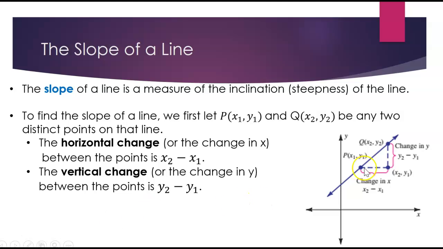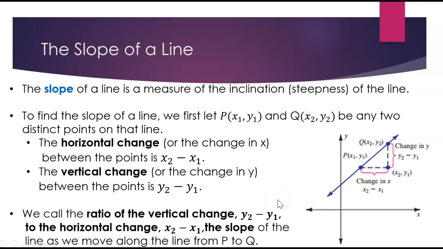In our graph, we can see that point P of x1, y1 and Q of x2, y2 are on this line. The horizontal change is this distance right here, gotten by subtracting x1 from x2. The vertical change is gotten from subtracting y1 from y2, and they would actually meet at this point, which is x2, y1, but that's not important. What's important is the fact that these two pieces of information are related to an important concept called slope. We call the ratio of the vertical change, y2 minus y1, to the horizontal change, x2 minus x1, the slope of the line as we move along the line from P to Q.